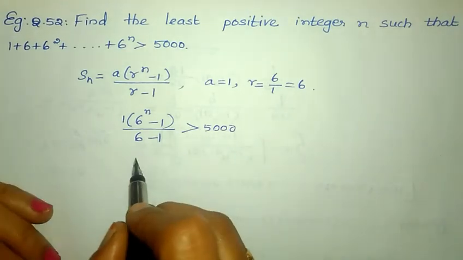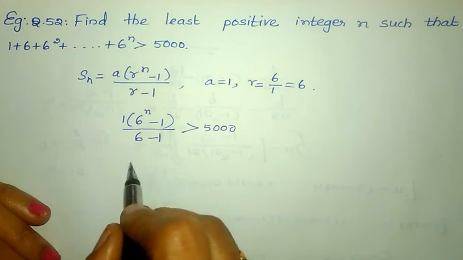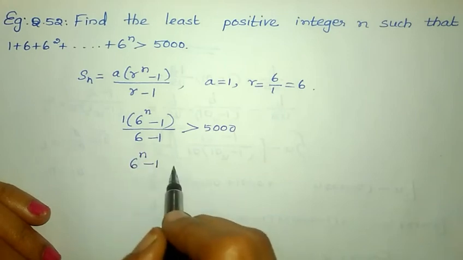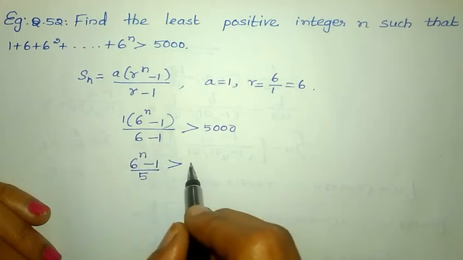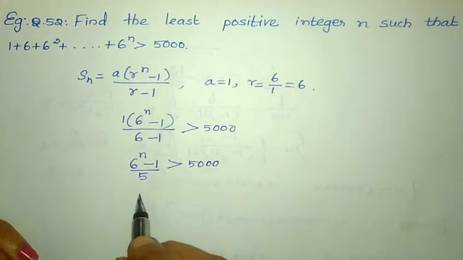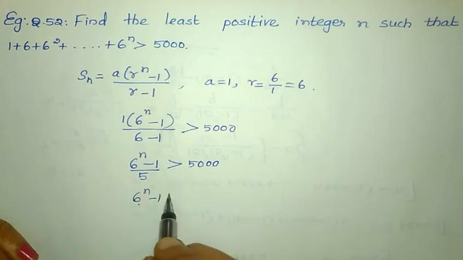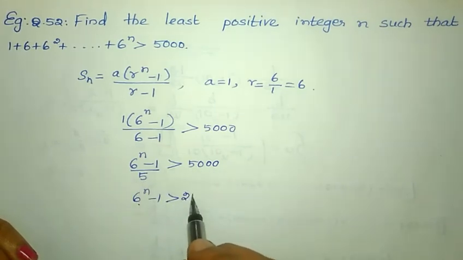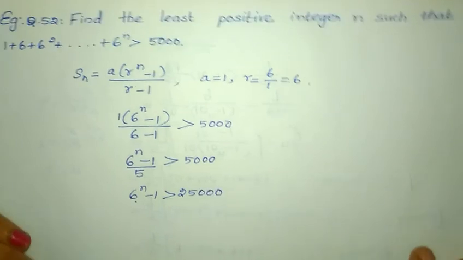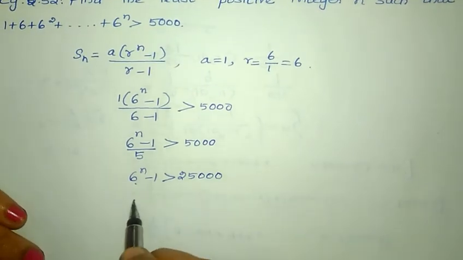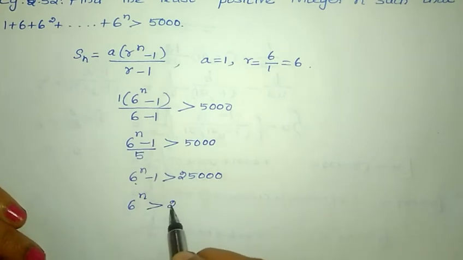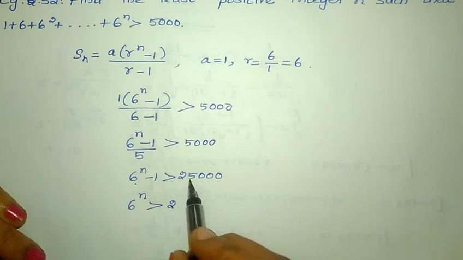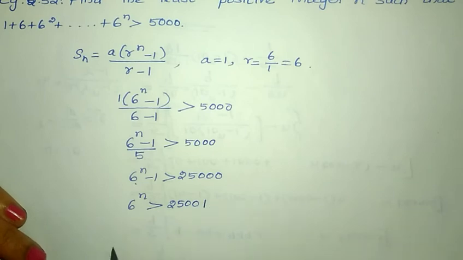Now 1 into any value, that value. So 6 power n minus 1, divided by 6 minus 1 is 5, which is greater than 5000. 6 power n minus 1 greater than 5 into 5000 is 25,000. Now 6 power n greater than, take this 1 to the right side so that you will get 25,000 plus 1. So 25,000 and 1.